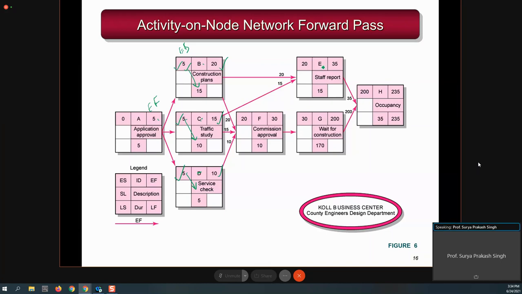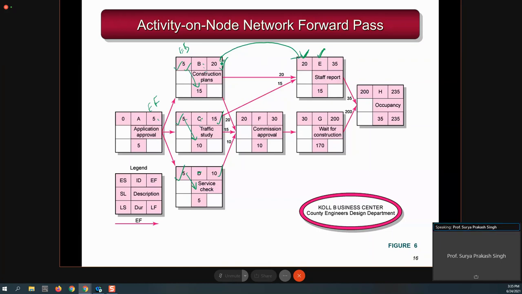Now here you have to be careful. Activity E depends on 2 activities, which are B and C, and we know that you cannot start E unless B and C both are over. If both activities are over, then you can start activity E. If both are not over, then you cannot start. Even if one is over, you cannot start. It means that the earliest you can start activity E is the 20th day, because it depends on the early finish time of B.